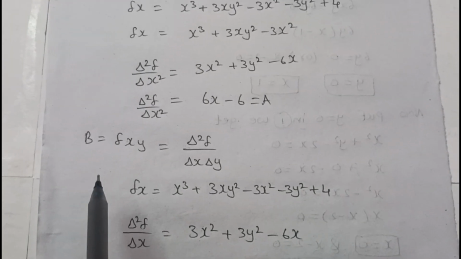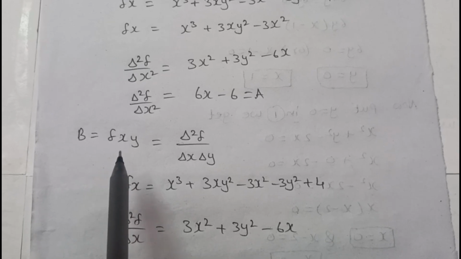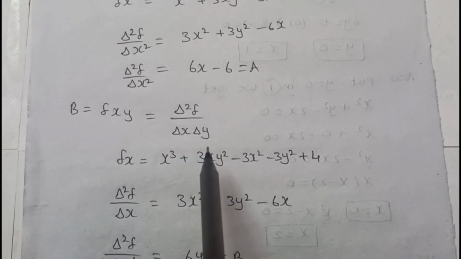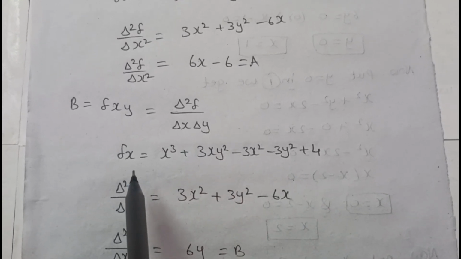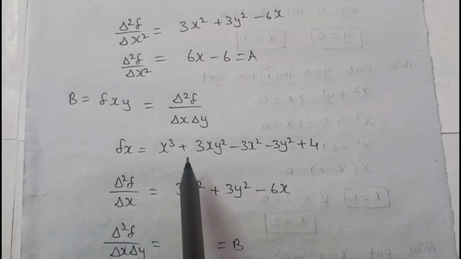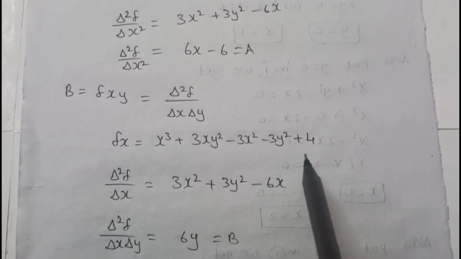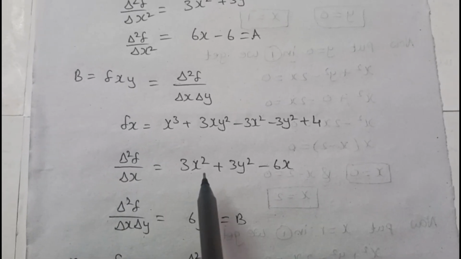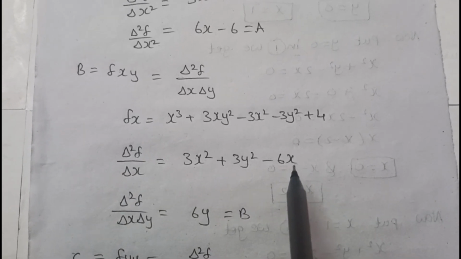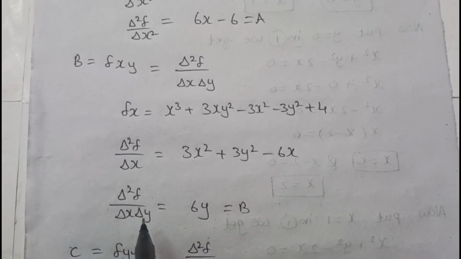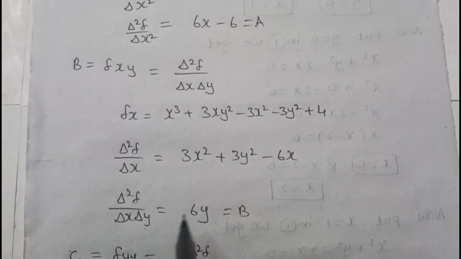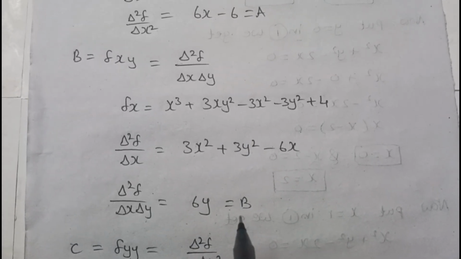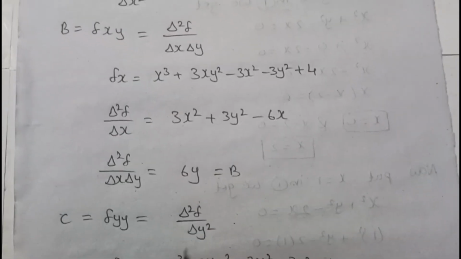Let us find b. b is equal to fxy, which is equal to delta square f by delta x delta y. This is the formula for getting b. So f is x cube plus 3xy square minus 3x square minus 3y square plus 4. We find fx by differentiating with respect to x first, so we get 3x square plus 3y square minus 6x. Then we find delta square f by delta x delta y: differentiating again with respect to y, we get 6y only. So 6y is equal to b. So the b value is 6y. So we have found the a and b values.